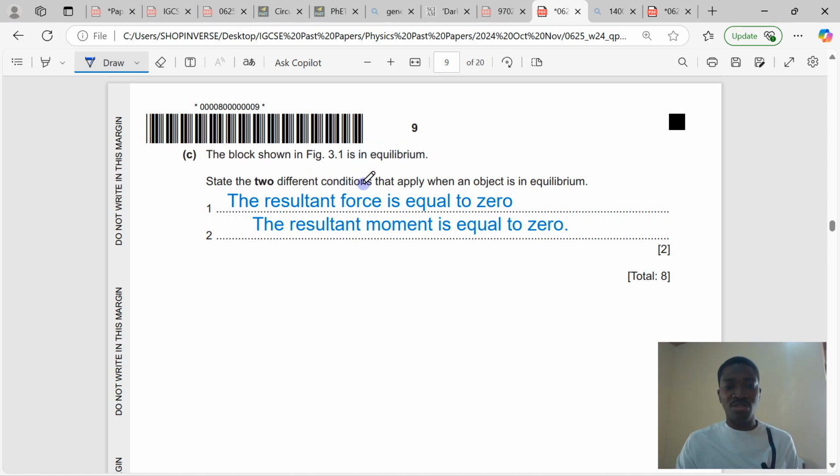Okay, the C question: the block shown is in equilibrium. State two different conditions that apply when an object is in equilibrium. When an object is in equilibrium, the resultant force is zero and the resultant moment about any point is zero. Those are the two conditions that are necessary for an object to be in equilibrium. We move to the next question.